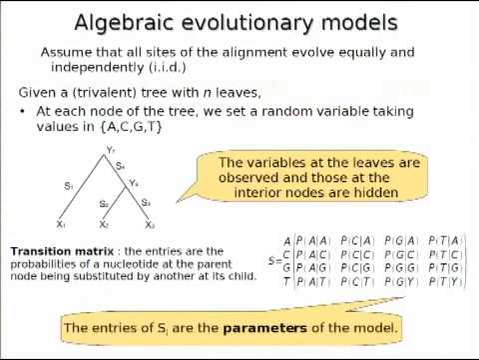So the first thing to do is to explain what our hypotheses are. Our starting point is an alignment of several sequences of nucleotides, and we assume that all the sites in the alignment evolve equally and independently under a discrete Markov process. We are going to consider phylogenetic trivalent trees, and for each branch of the tree, we consider a transition matrix, which is nothing but a Markov matrix whose entries are the probabilities of nucleotide substitution. Since these entries are unknown, they are considered to be the parameters of the model. In this case, we say that the evolutionary model is algebraic.